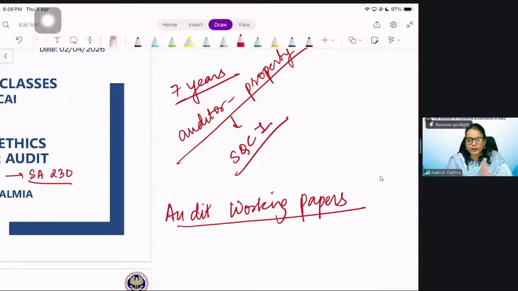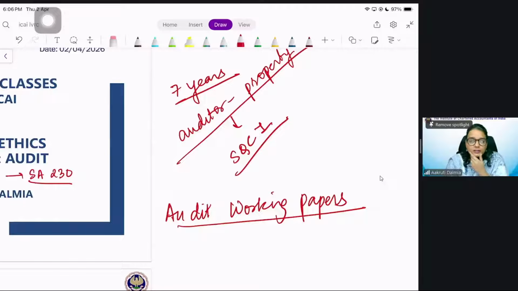Good. All of your answers are correct. No, we need not preserve it. But what are superseded drafts? Excellent, Astha. Very, very good. Superseded drafts need not be part of the report, need not be part of the audit documentation.